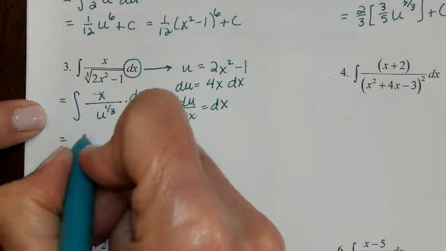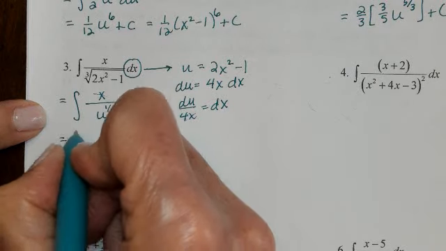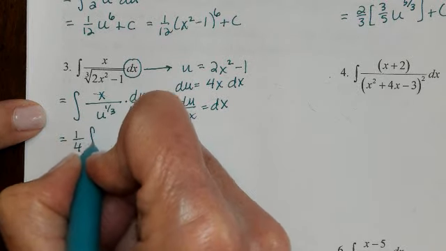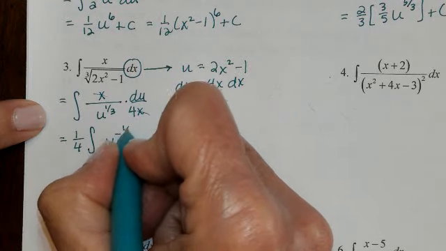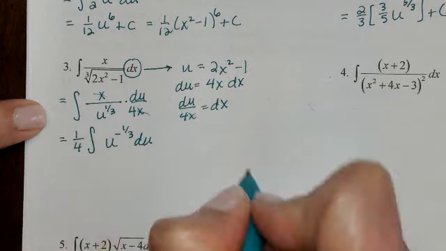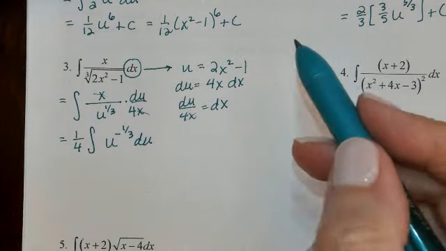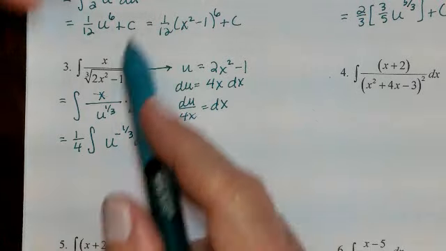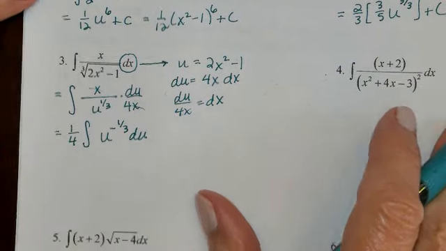So we have this 1/4. I'm going to take that 1/4 outside of the integral. I prefer to do that. And then we have u to the negative 1/3. Remember, the only thing we have is the power rule, so you have to write it as u to an exponent, not 1 over u to an exponent. It has to be u to an exponent here. Okay?